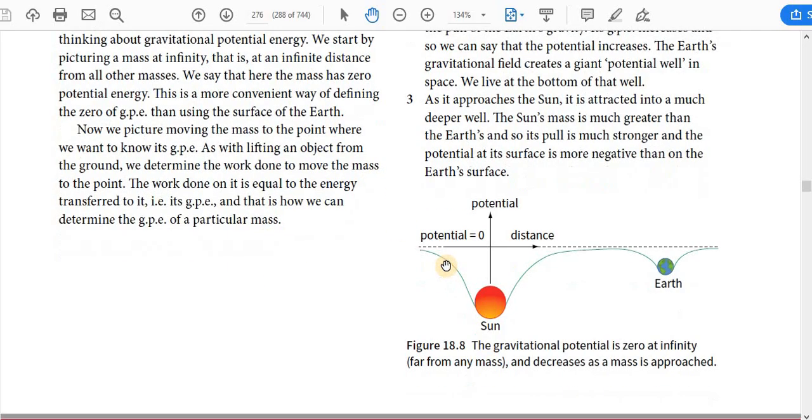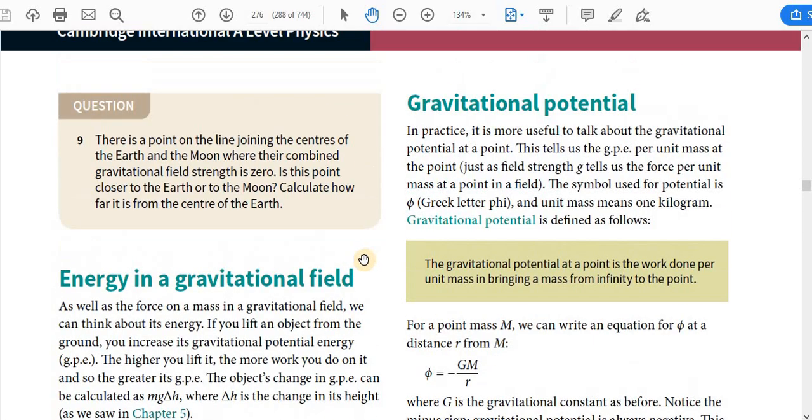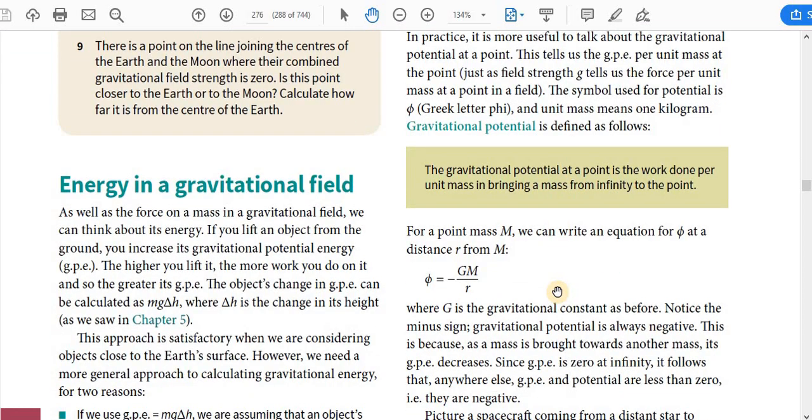Now you can see this about potential. The gravitational potential is 0 at infinity. Now this is different from gravitational potential energy. There is no energy part here. This is called gravitational potential. So again, you have to know the definition of this. Don't confuse this with gravitational potential energy.